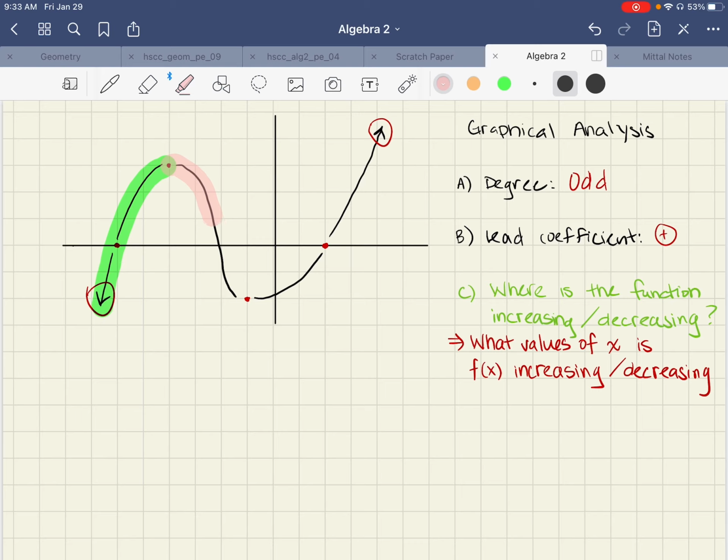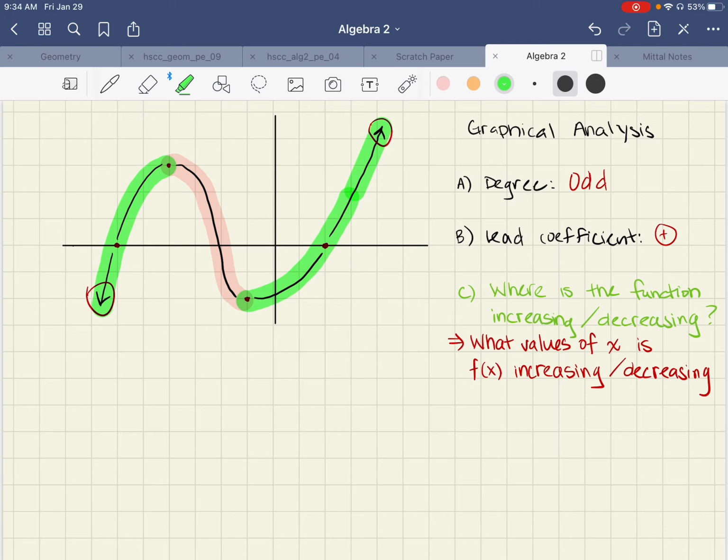Okay, so now that I'm decreasing over here, I recognize that once I get to this point, I stop decreasing, and I turn. I start to increase again. So now I'm increasing and I continue to increase for the rest of the graph. This indicates using colors where the graph is increasing and where the graph is decreasing. So the first thing I'll do is just highlight it to get a sense of where the function is increasing versus where it is decreasing.